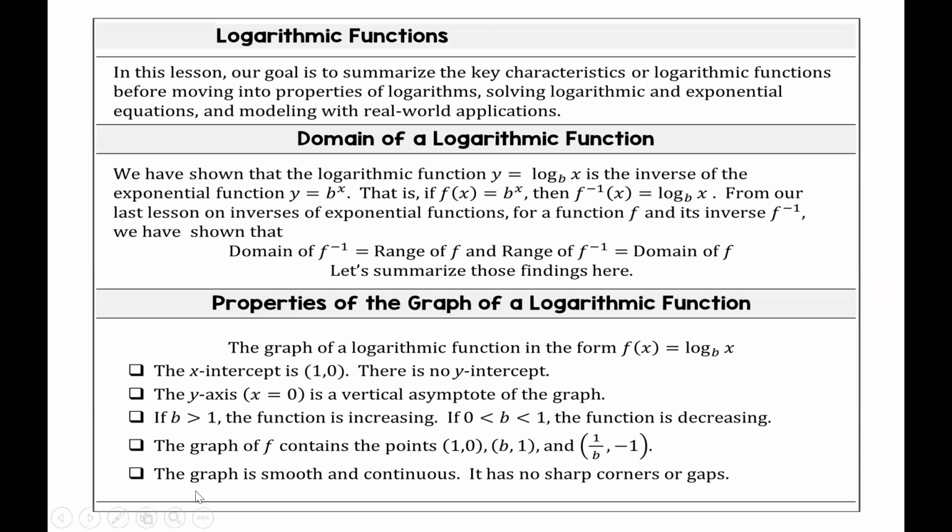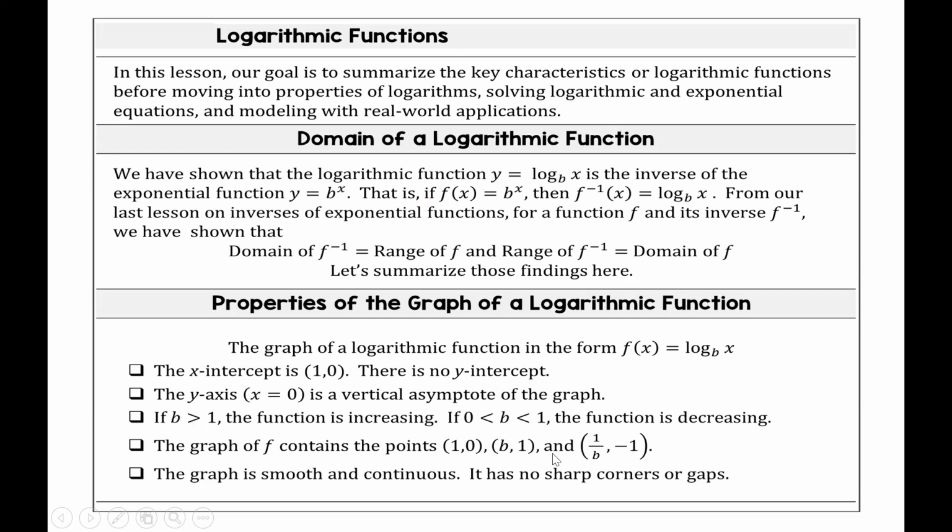Okay. So when you are identifying, this is going to be a non-calculator side of the test. You should be able to identify the x-intercept. That's because there is no y-intercept in the parent function. The y-axis is your vertical asymptote. You should be able to tell me that when b is greater than 1, the function is increasing. When b is between 0 and 1, the function is decreasing.